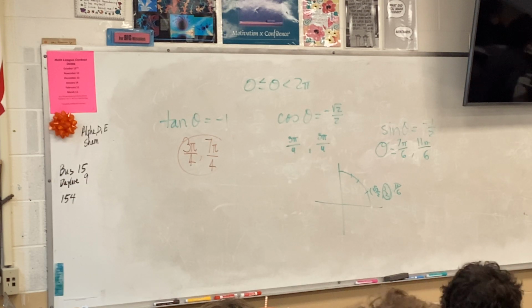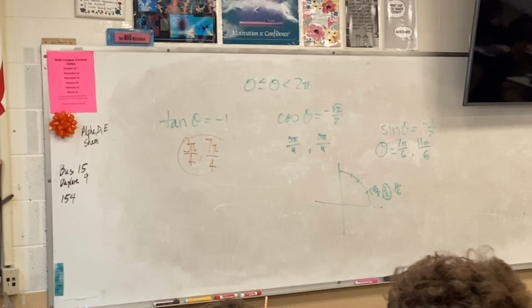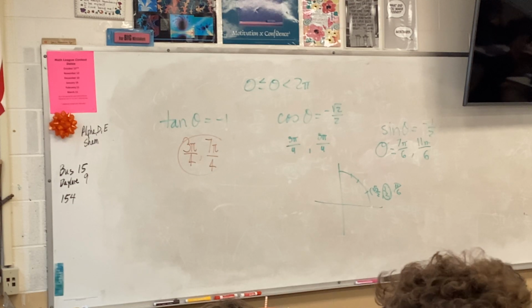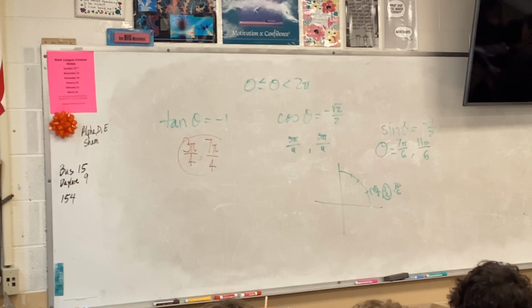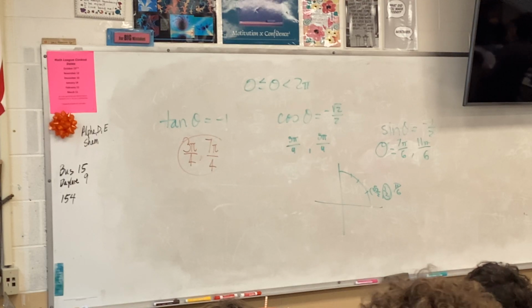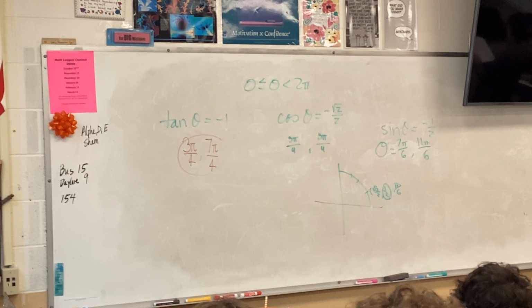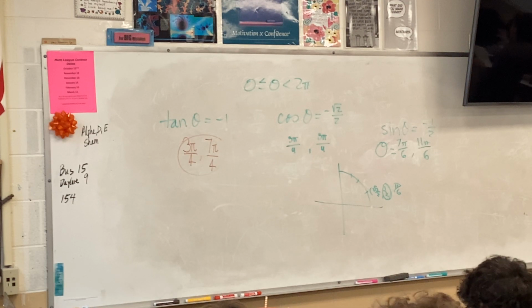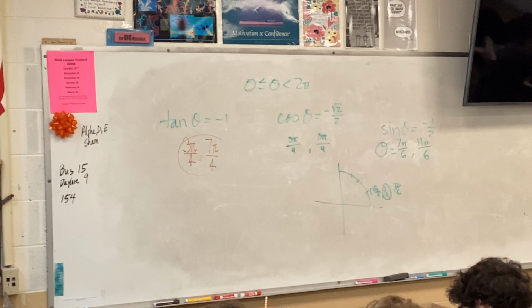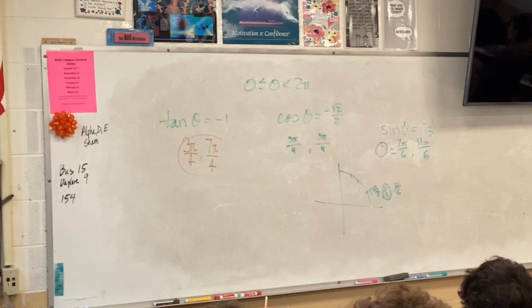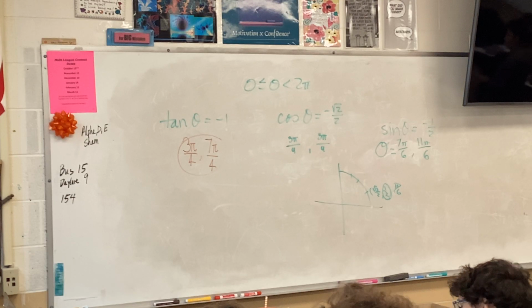Negative pi over 3. Oh, one of the answers. Okay, Ben says the answers, the fractions, 3 of them are negative and 1's positive. 3 of them are also root 3 over 2's of some sort, and the other ones are 1/2. Lots of ways to talk about it being different.